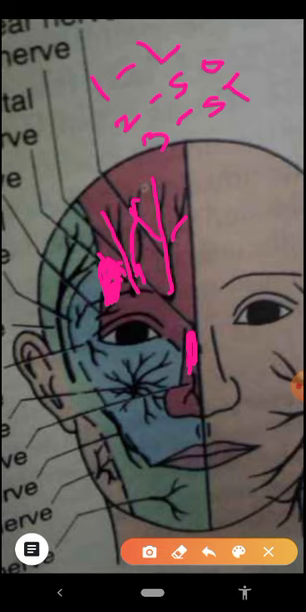Next is this one. This nerve is inferior to the trochlea. Since this is inferior, it is called the infra. This is the fourth one. This is called the infratrochlear.